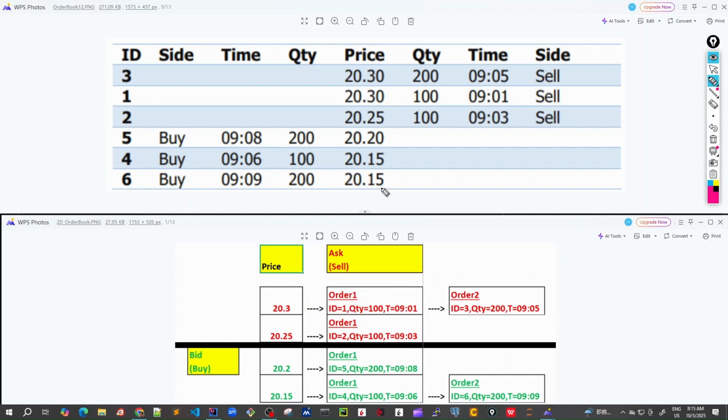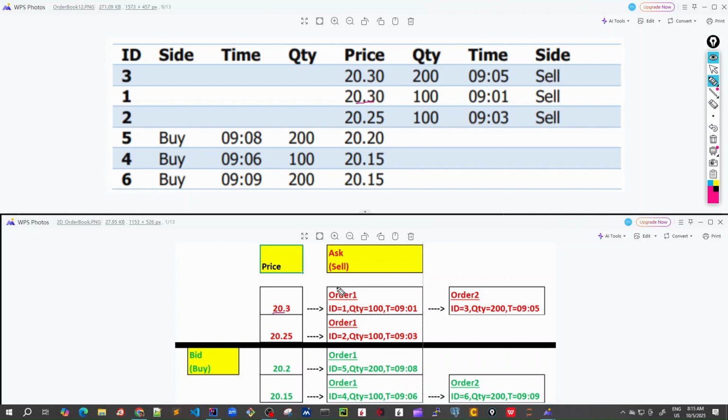Now let me go through the details. Right now we have got different price levels, like 20.30 here, which is matched to 20.3, 20.25. So we only have one price level for each price, not spread across.